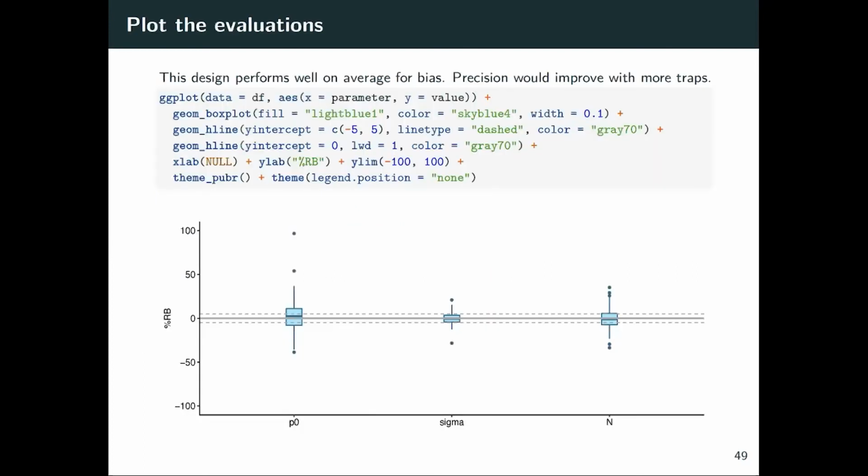It's pretty straightforward. Once we get that, we can plot these again using ggplot. So we have each parameter on the bottom there, p0, sigma, and n, and then percent relative bias. And those are all represented by box plots. The horizontal solid gray line is showing zero bias. So that's when you recover an estimate that's the same as the parameter that you simulated with. And then the gray dashed lines that are horizontal represent plus or minus 5% bias. So that's like an allowable amount of bias. We're okay if our designs have that much bias in it.